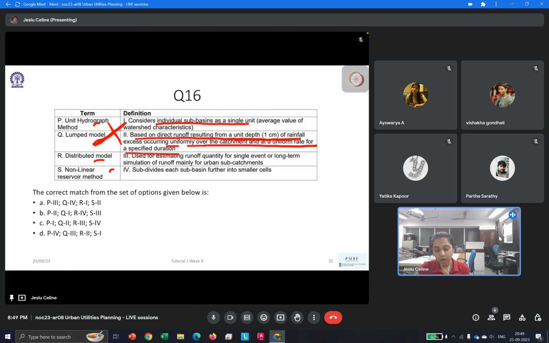Very good. Now, third one, used for estimating runoff quantity for single event or long-term simulation of runoff, mainly for urban sub-catchments. Non-linear reservoir method, yes, very good. And then, subdivides each sub-basin further into smaller cells. Distributed model. Very good.